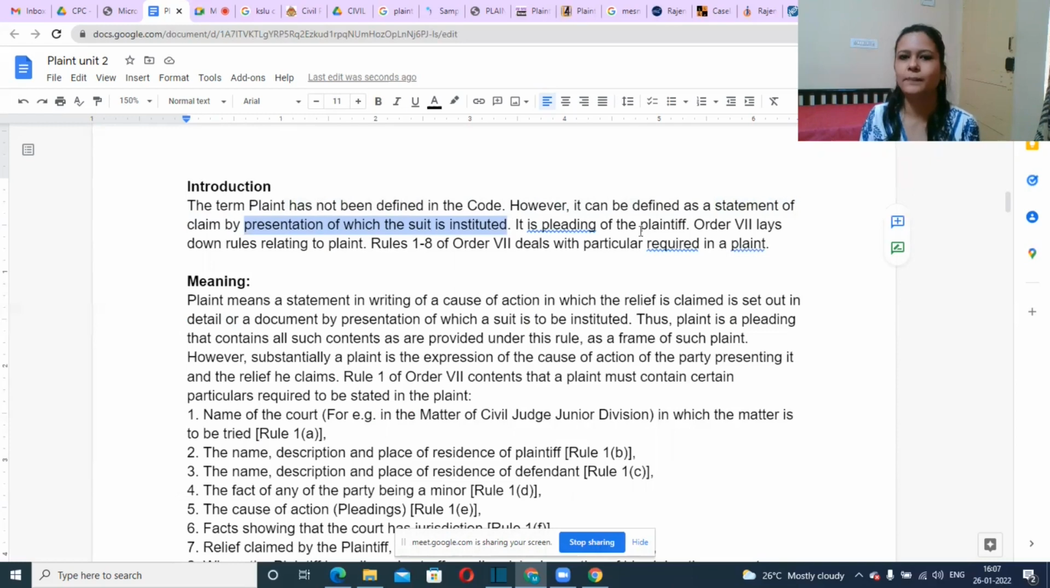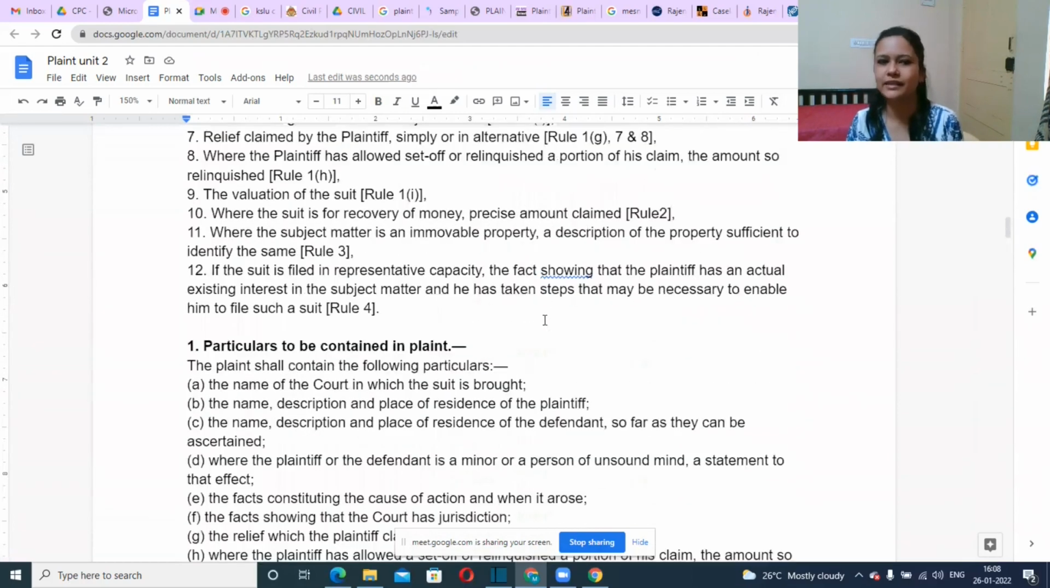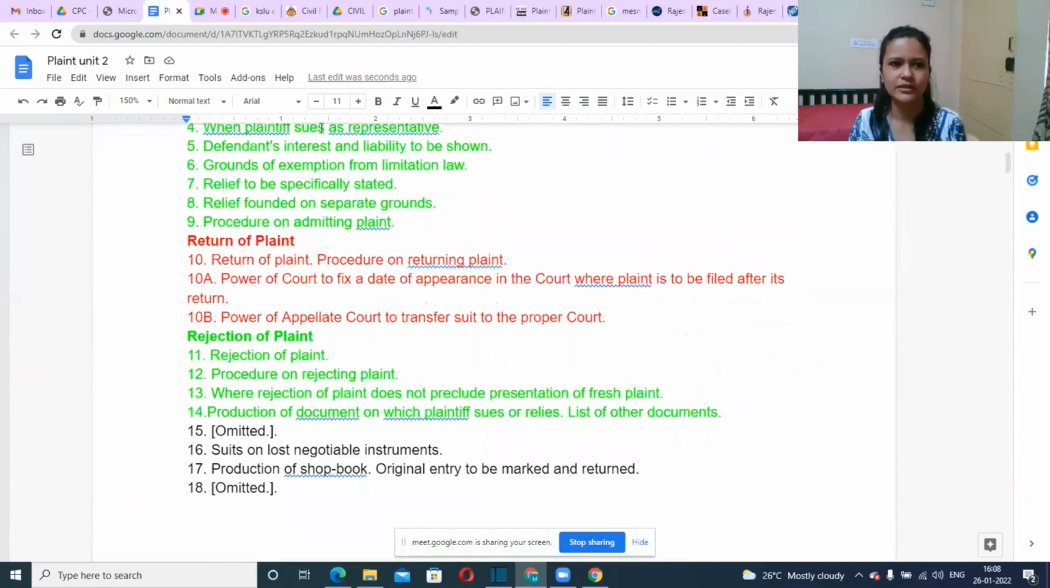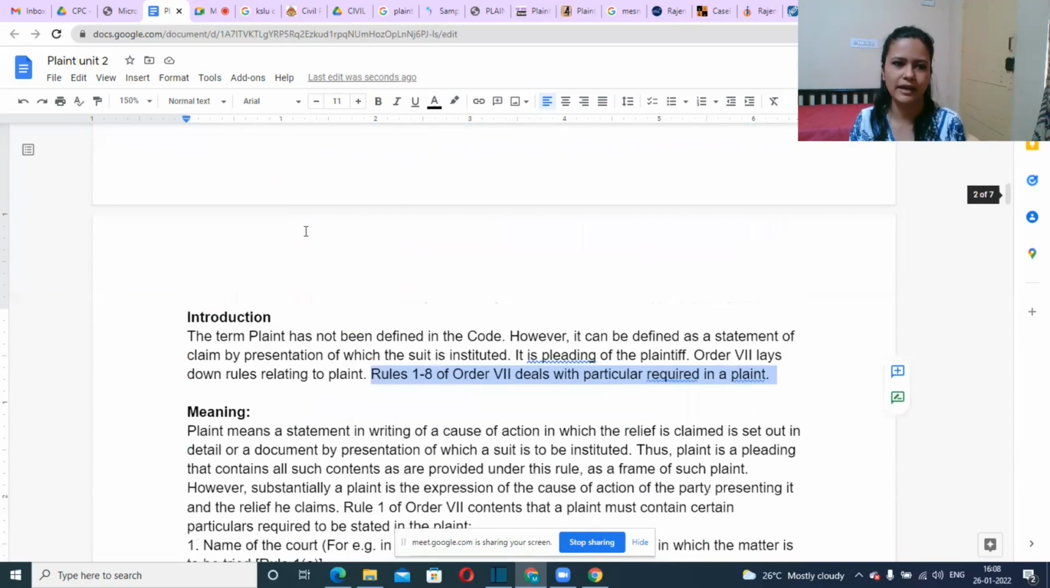So it is a pleading of the plaintiff. What is the cause of action? What are the other details provided by plaintiff for the case to be started with? Order 7 lays down rules relating to plaint. Rules 1 to 8 of order 7 deal with particulars which are needed in the plaint. So these are the ones we have.